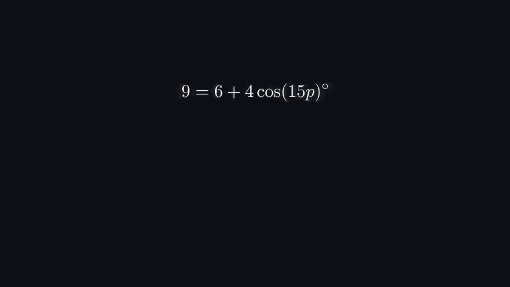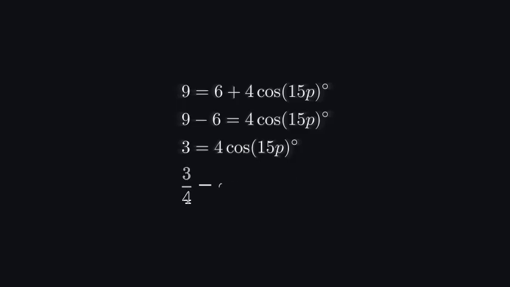9 equals 6 plus 4 cos of 15p degrees. 9 minus 6 equals 4 cos of 15p degrees. 3 equals 4 cos of 15p degrees. 3 over 4 equals cos of 15p degrees.